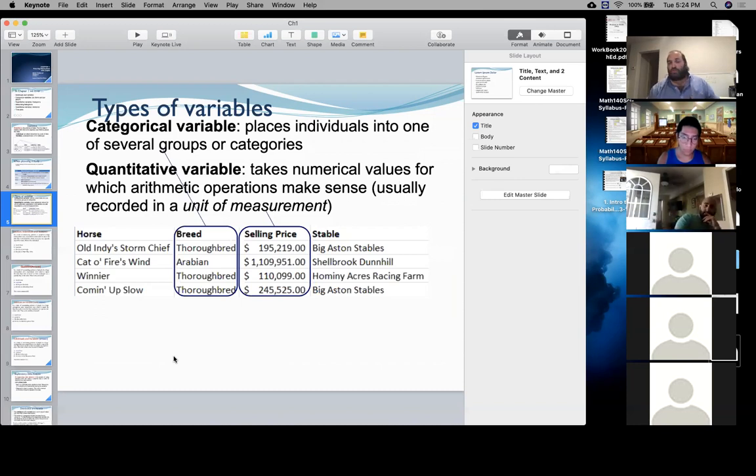Quantitative does not just mean numerical. Because I can think of certain situations of numerical values that are not quantitative, which means you can't do math with them and get answers that make sense. Can anyone think of a situation? Zip codes. Excellent. Right? Zip codes.